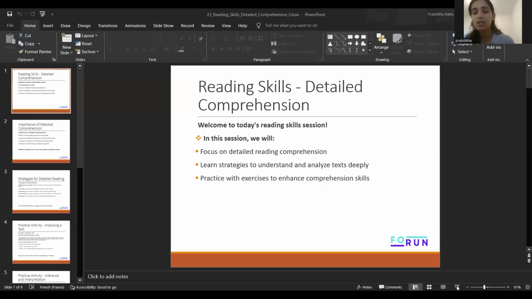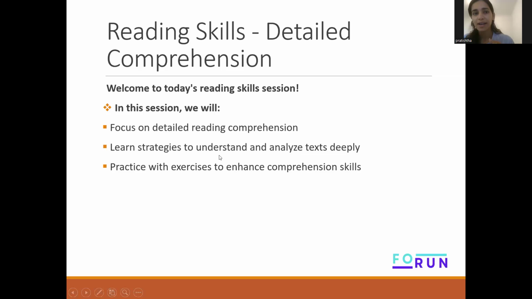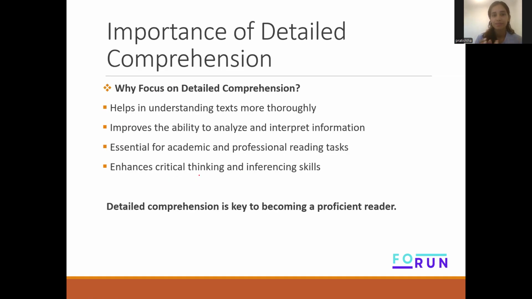So I'm going to share my screen and let's see what is the agenda for today. So here we have detailed comprehension for today. So we are going to focus on detailed reading comprehension. We will learn the strategies to understand and analyze texts deeply, right? So now this is required when you are looking for answers which are very particular, right? Then we'll have practice exercises.